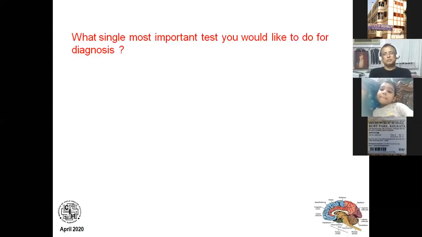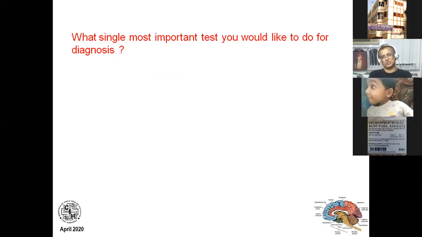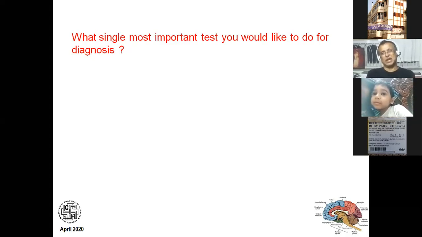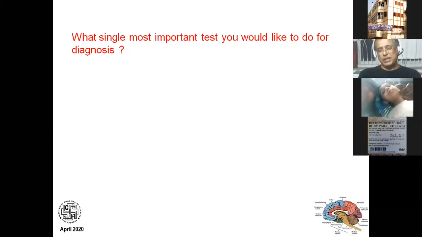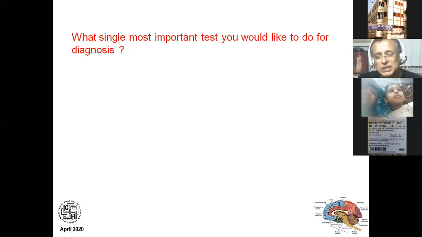So the next important question arises: what is the single most important test you'd like to do for the diagnosis? The single most important test in these cases will be a CSF examination. But if there are contraindications to CSF examination, in many places an MRI or CT scan can be done. But unfortunately, most places don't have facilities for MRI and CT scan. And also you have to transport the patient for taking the CT or MRI. So LP is the single most important test in these cases.